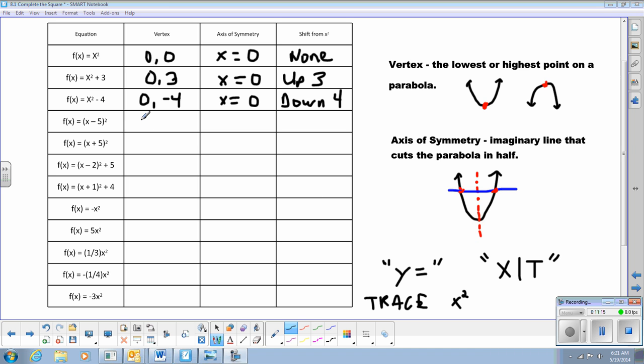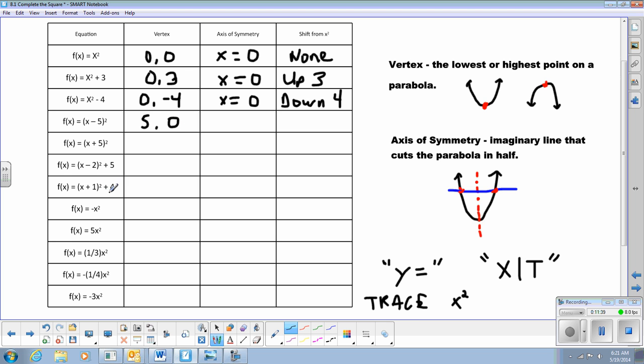So what's our vertex? Well, our vertex is 0 because the graph didn't move up or down. And how far to the right does it go? Well, my apologies, it's not 0. Notice it does shift to the right. So my vertex here, if I count over 5 spaces, my vertex actually is 5, comma 0.